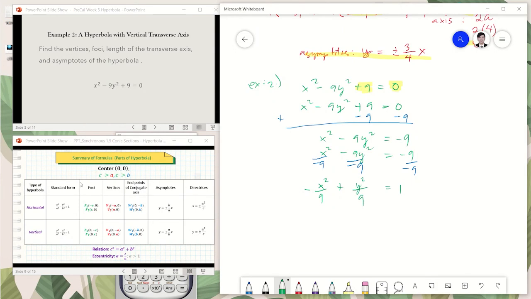Now, in our standard forms, what is in the middle will always be the minus. And for now, it's a plus. That means we need to switch both terms to follow the standard form. So that will become y squared over 9, then minus x squared over 9. Oh wait, this is a 1 because the 9 is cancelled out. So it's okay not to write a 1 anymore. You can just think of it as y squared.